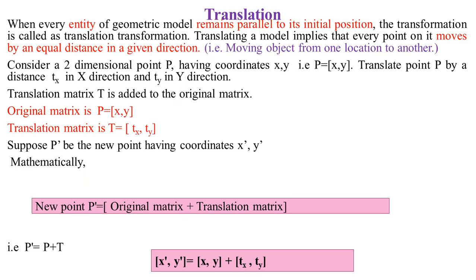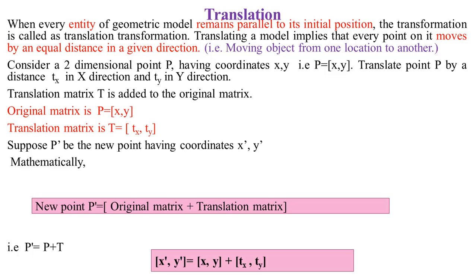So first is translation. When every entity of a geometric model remains parallel to its initial position, the transformation is called translation transformation. Translating a model implies that every point on it moves by an equal distance in a given direction. That is, translation means simply you can say moving an object from one location to another.